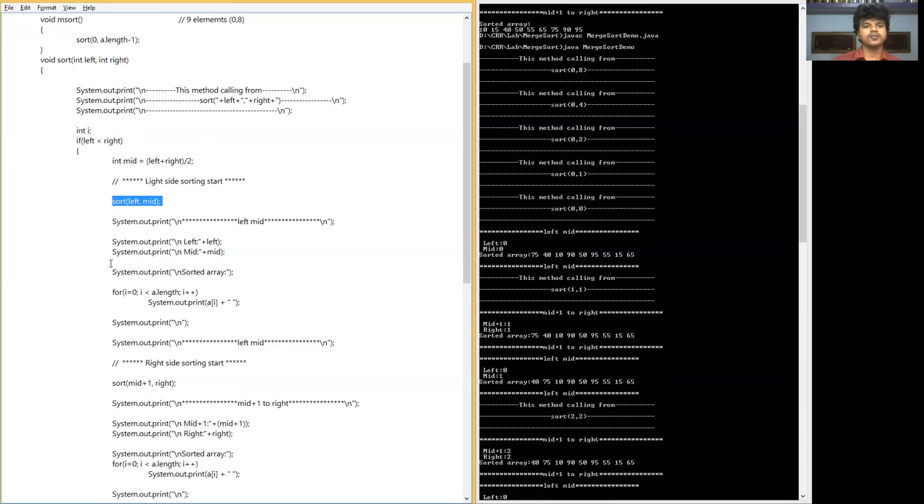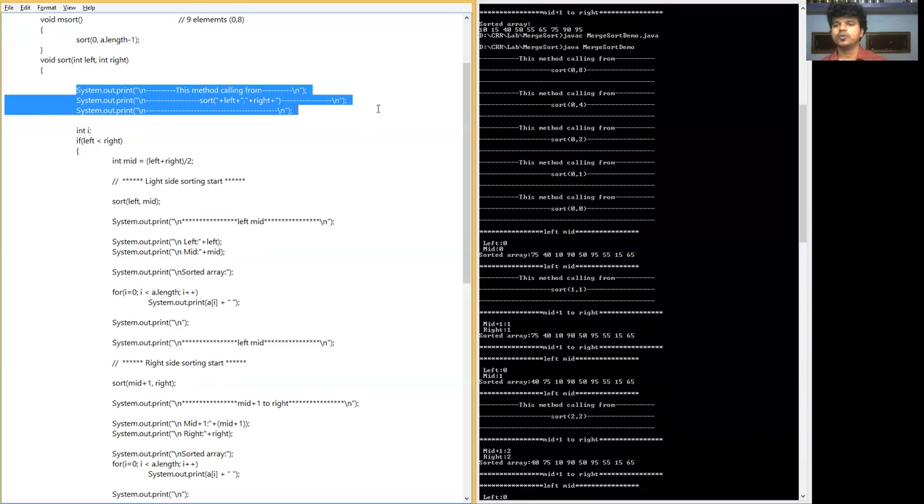This is a recursive function. See, this function is called by itself; that is called a recursive function. When we call such a recursive function, here mid is 4 and left is 0. So see here, again this method is calling this method by itself. Then again it comes here.